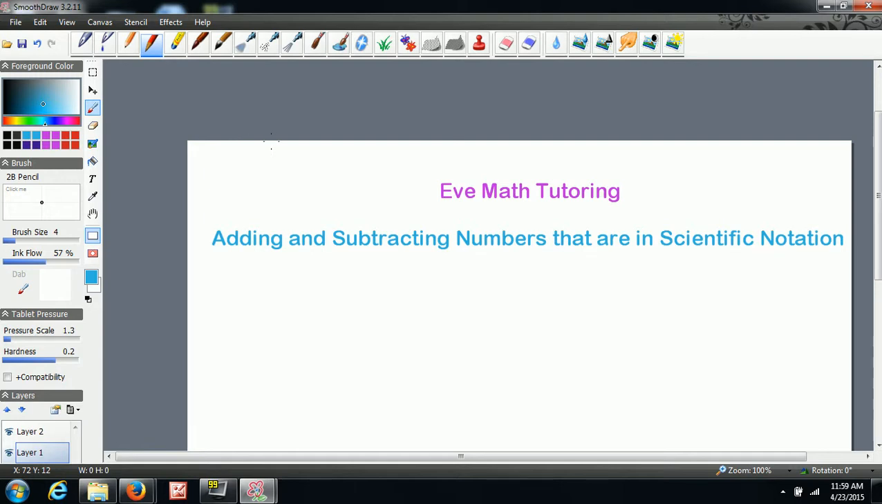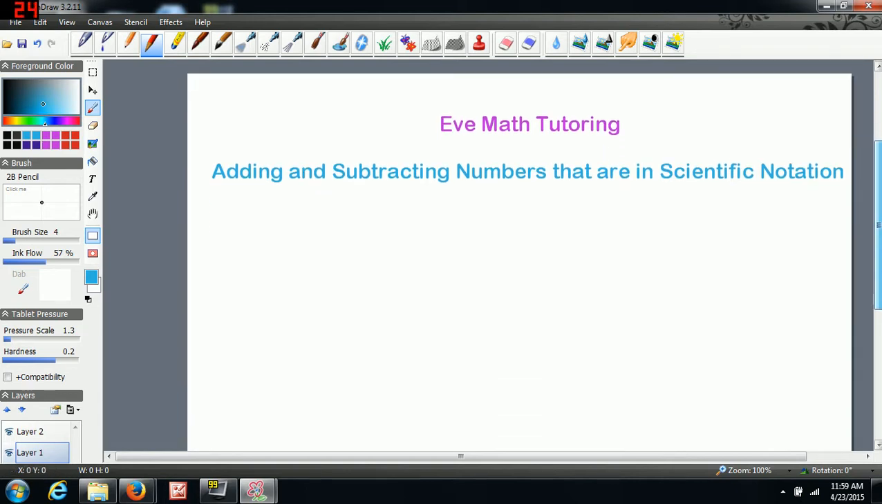Today's lesson is on adding and subtracting numbers that are in scientific notation. So let's start off with a simple example. Say you're given the following example: 2 times 10 to the 5 plus 3 times 10 to the 5.